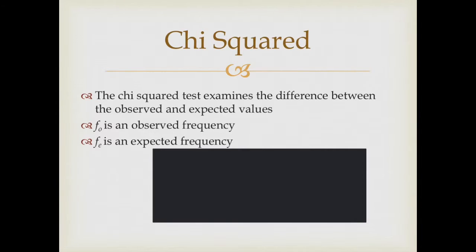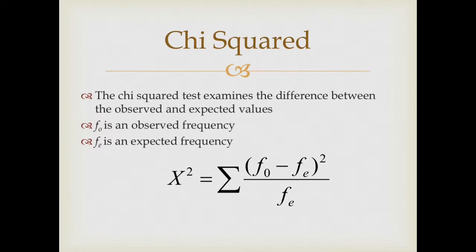In order to run the chi-squared test, we're going to observe the difference between the observed frequencies and the expected frequencies. The observed frequencies are going to be denoted as f sub o, o standing for observed, and the expected frequencies are going to be f sub e, where e stands for expected. In order to calculate chi-squared, we have the following formula, where chi-squared is equal to the sum of the observed values minus the expected values, squared, divided by the expected values.